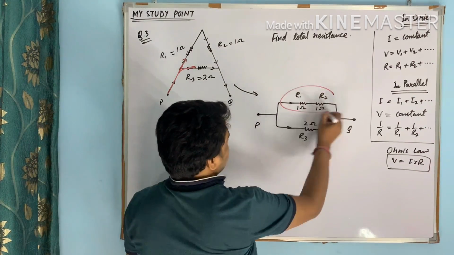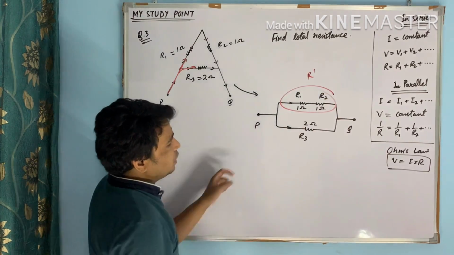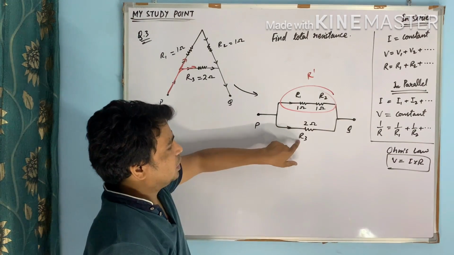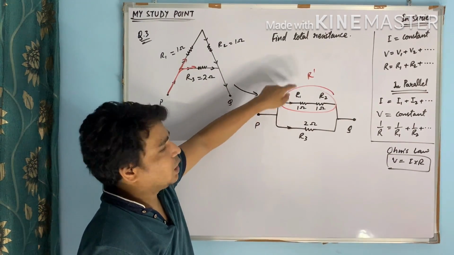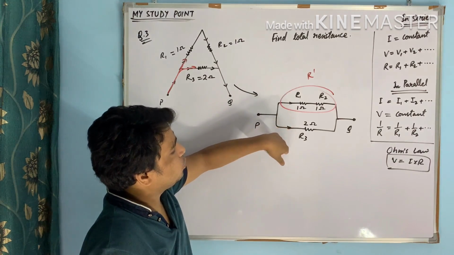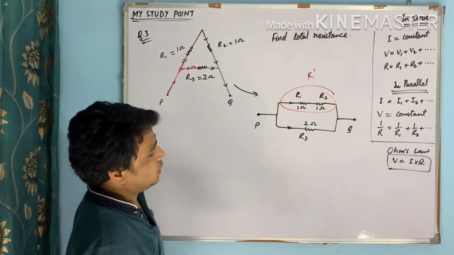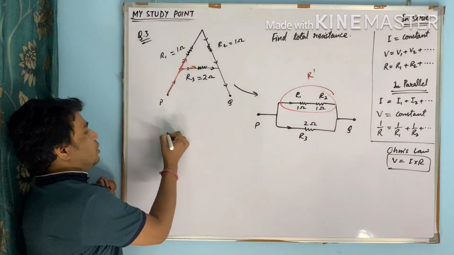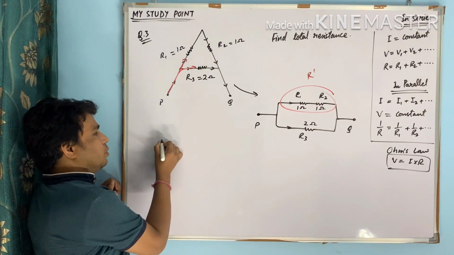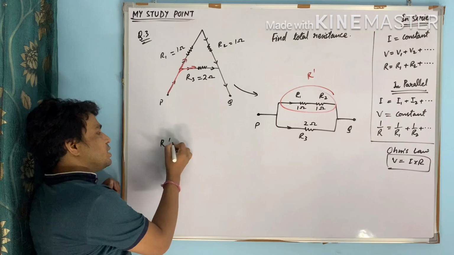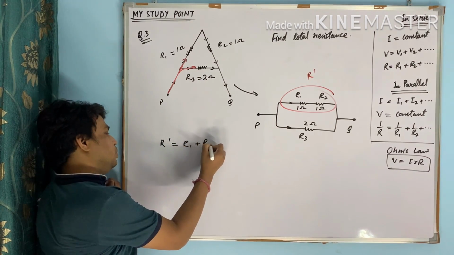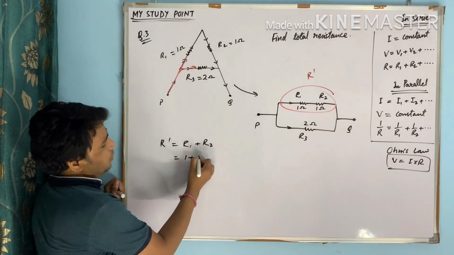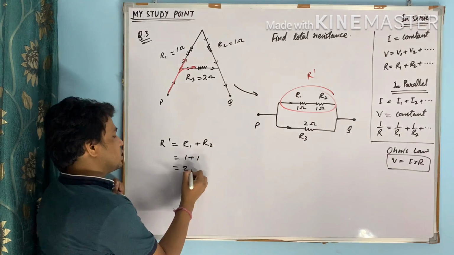This is R dash, that is R1 and R2, 1 and 1, 2 ohm, and this one is R3, which is in parallel combination. So R dash and R3 are in parallel, that is 1 by 2 plus 1 by 2, that is 1 ohm. Okay, this is the total resistance. Very simple one. So take R1 and R2 as R dash. So R1 plus R2 is equal to R dash, that is 1 plus 1, 2 ohm is R dash.